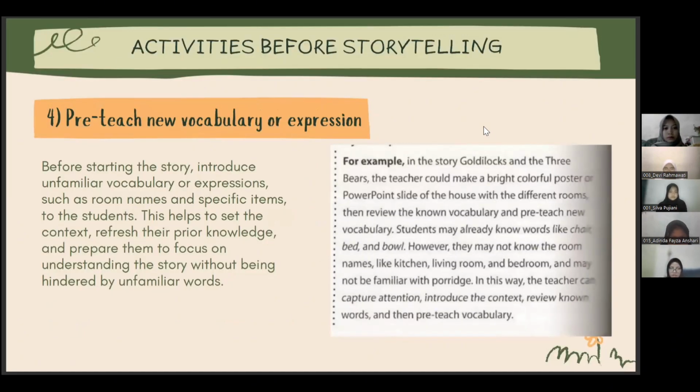The fourth one, there's pre-teach new vocabulary or expression. Before starting the story, introduce new vocabulary and key terms to aid students' understanding and engagement. For example, if we are reading the story of Goldilocks and the Three Bears, we could show them a colorful poster of the house with the different rooms labeled. Review words they already know like chair, bed, and bowl, but they may not be familiar with room names like kitchen, living room, bedroom, and words like porridge.